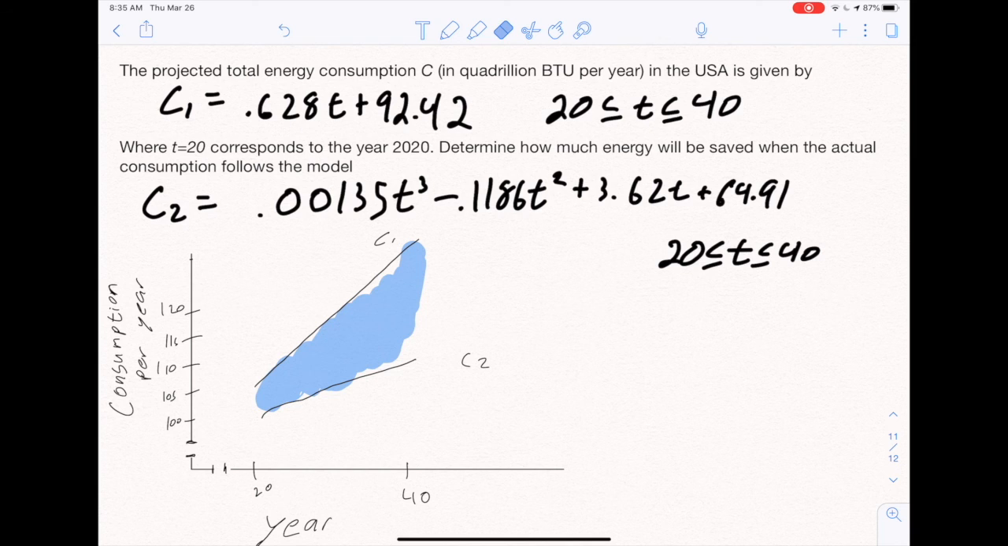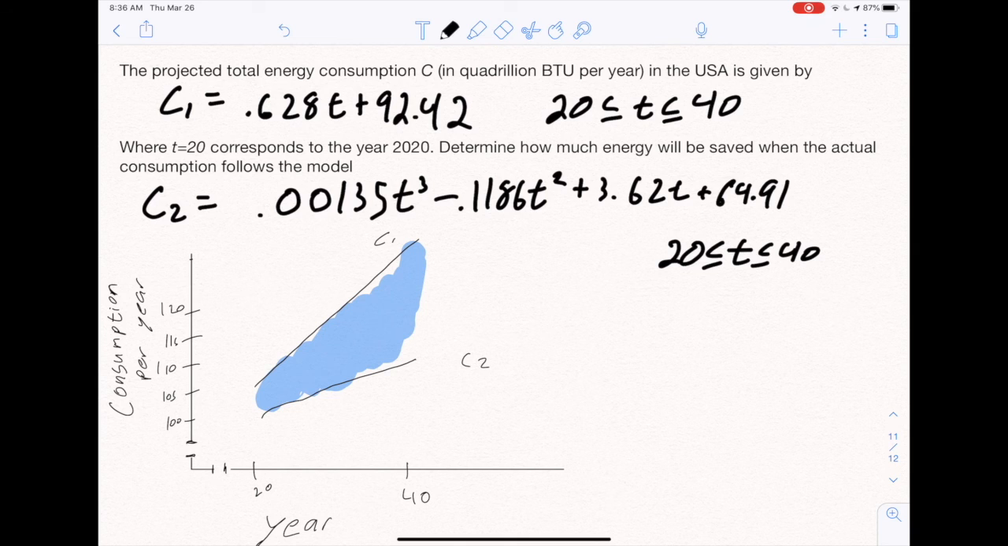And so this problem here boils down to finding the area between two curves. So here I've graphed the two curves. We want to find this area here. It may seem kind of odd that area would give you just energy consumption, but it's because of the units on this graph. As you can see here, the x-axis is year and the y-axis is consumption per year.